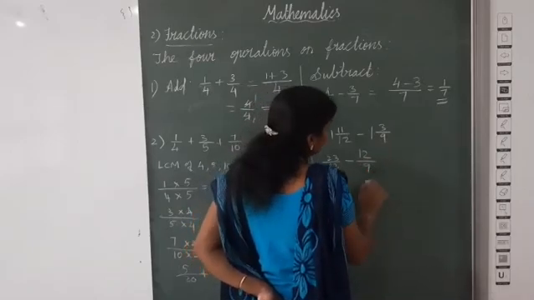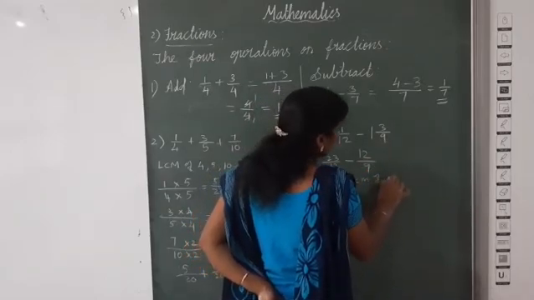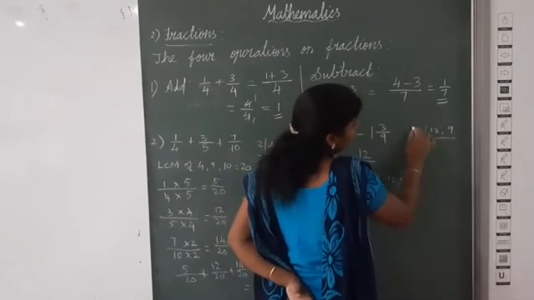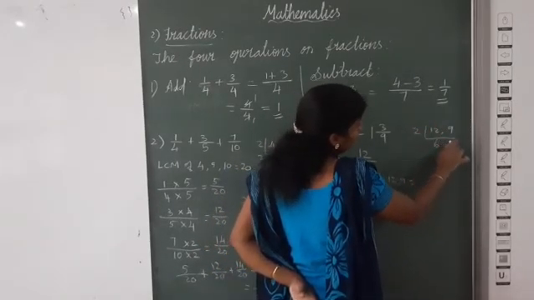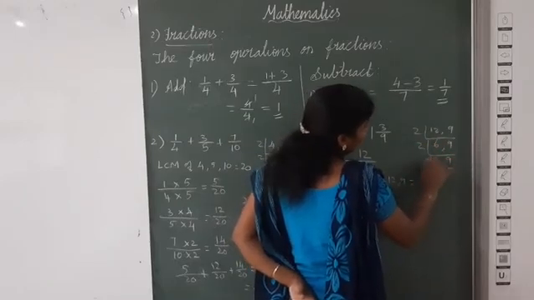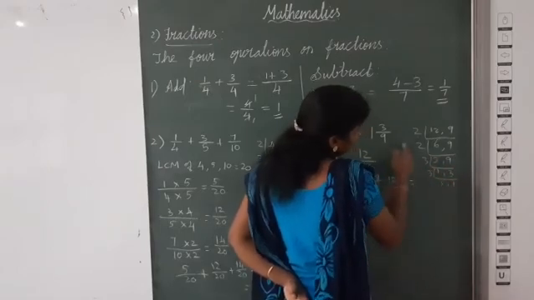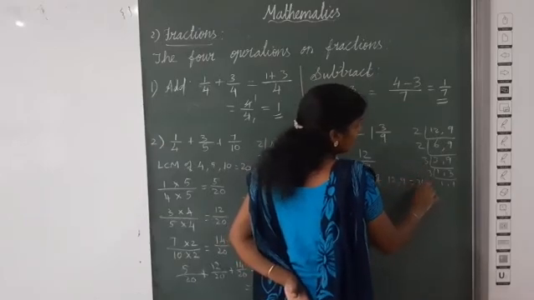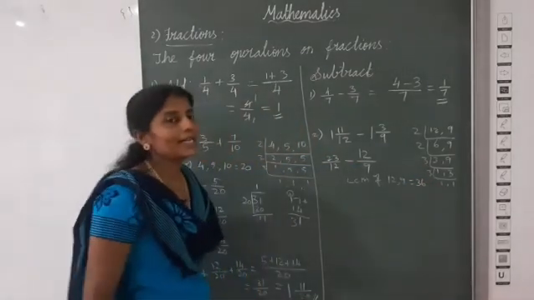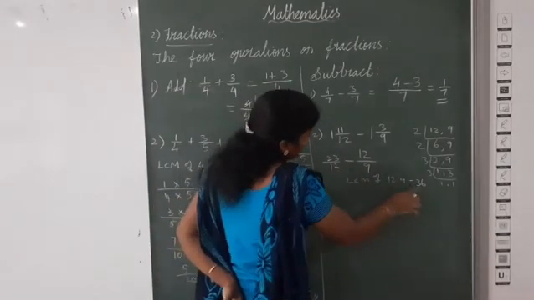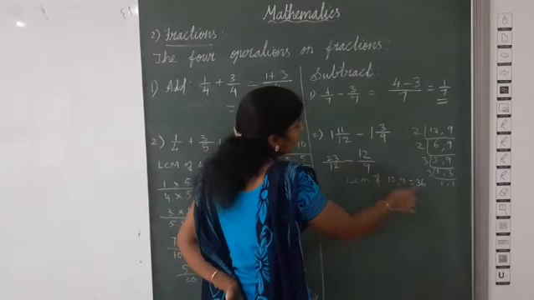Now we can take the LCM, isn't it? LCM of 12 and 9. 2 table 6, 2 2s are 12, 9. Again 2 table 3, 2 2s are 6, 9. Then 3 table 1, 3 is 3, 3 3s are 9. Again 1. Now 2 2s are 4, 4 3s are 12, 12 3s are 36. What is the LCM? 36. Now we can change the denominator to 36.